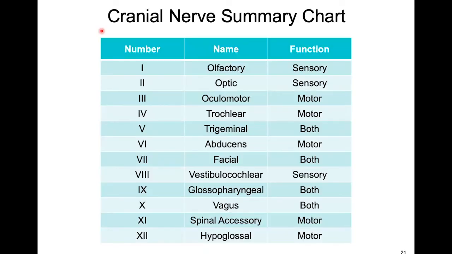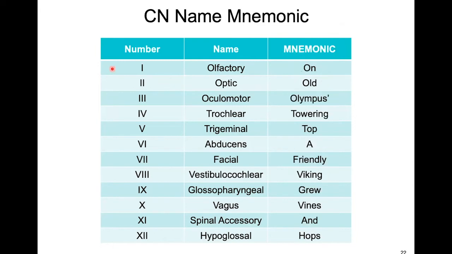And this contains everything that you need to know regarding our various cranial nerves in the body. And for each cranial nerve, you need to know which number it is, its name, and then its generalized function. And to help us remember this, I have a couple of mnemonic devices that we're going to be using.